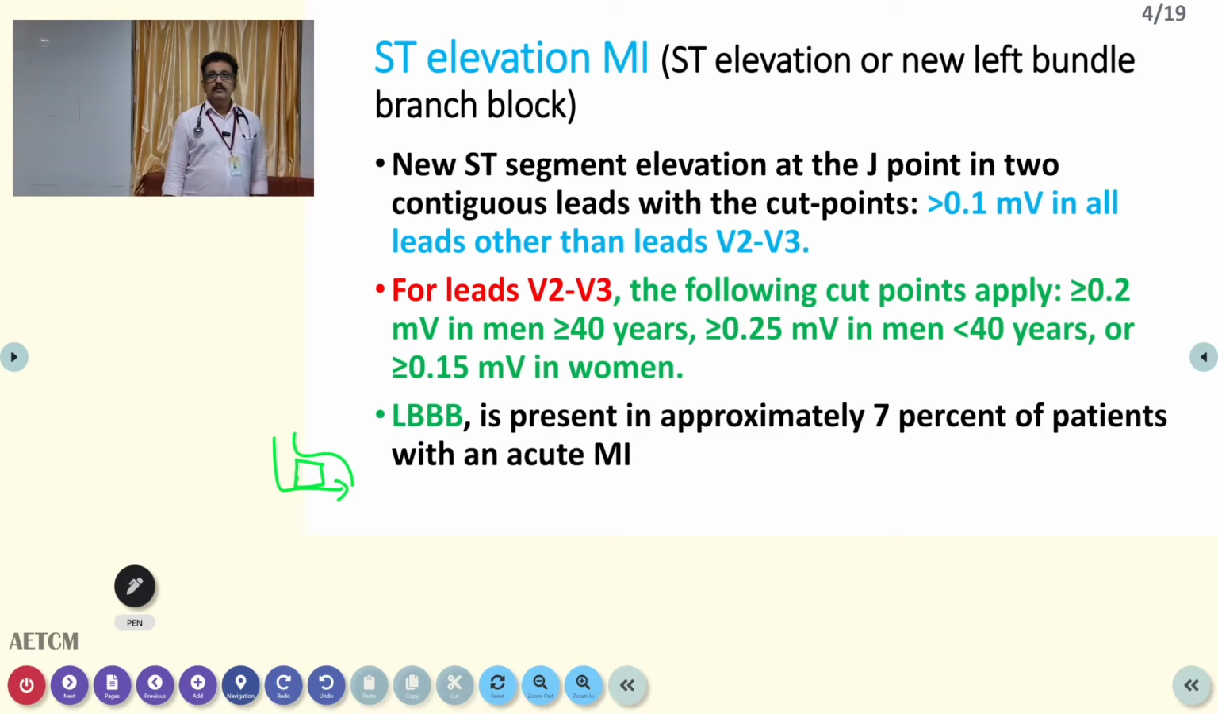In leads V2 and V3, the following cutoff points apply: 0.2 millivolts in men more than 40 years, 0.25 millivolts in men less than 40 years, or 0.15 millivolt in women.